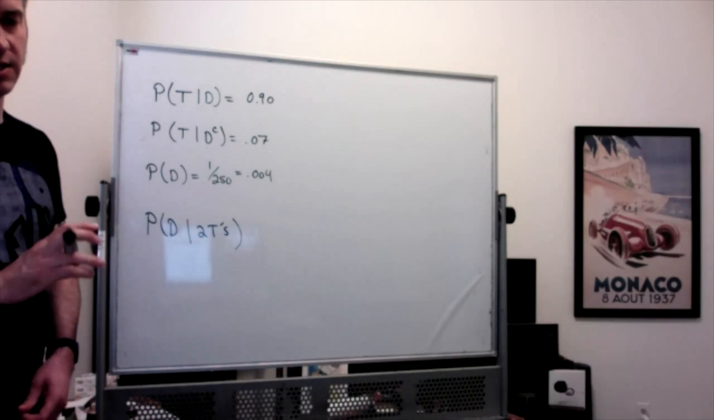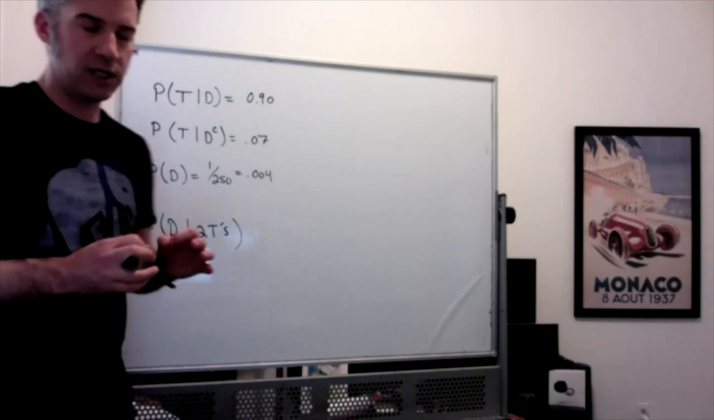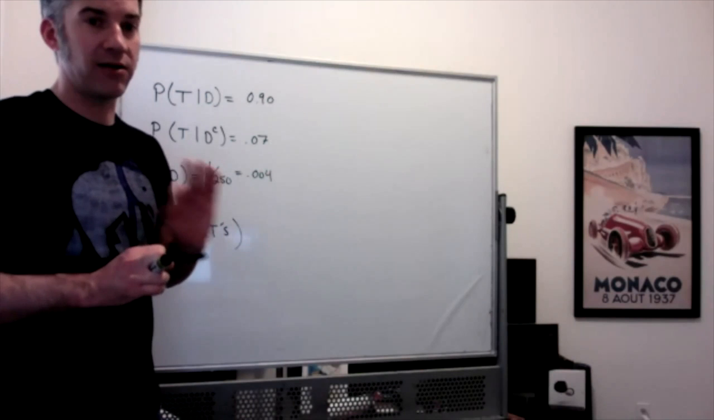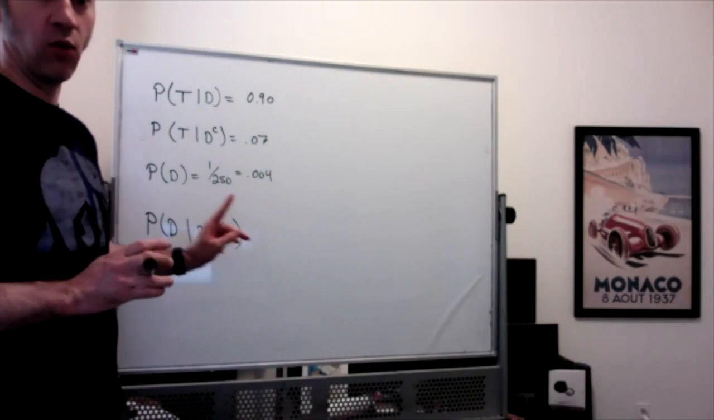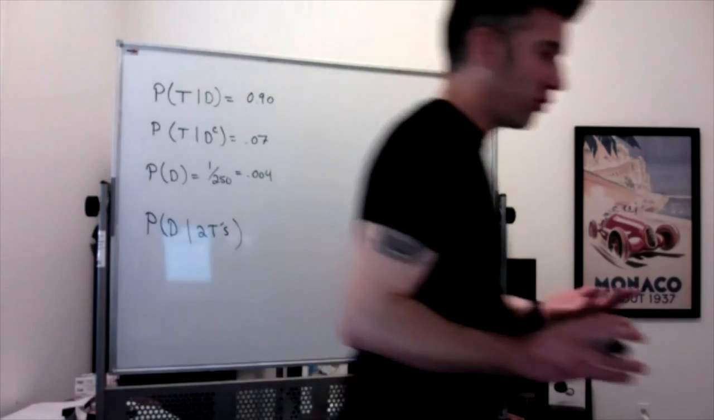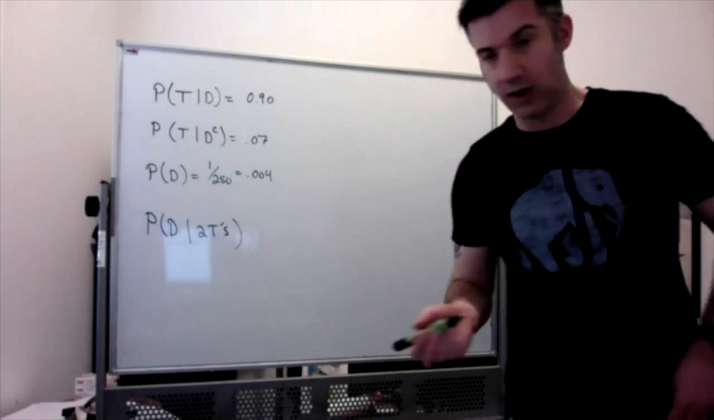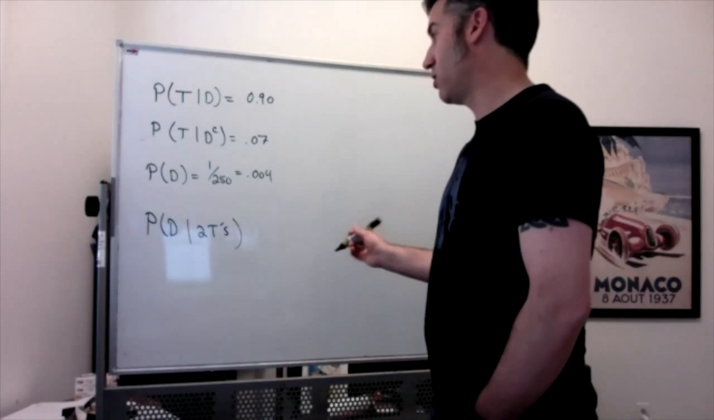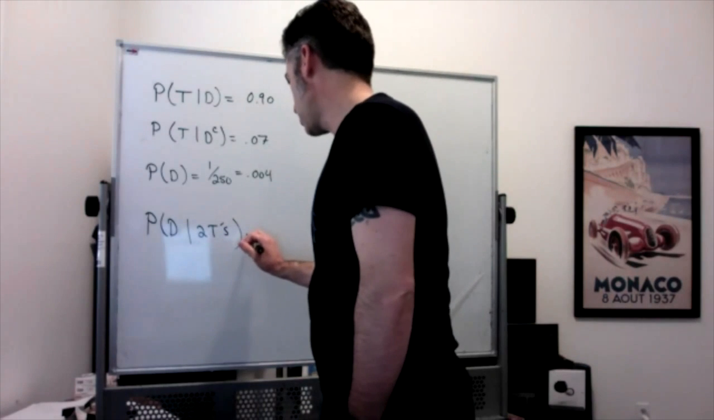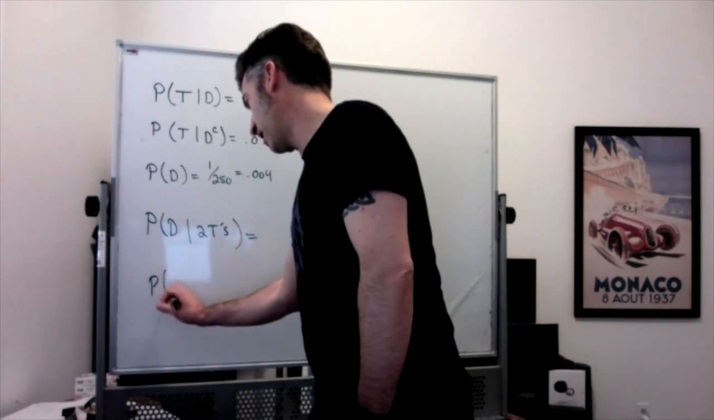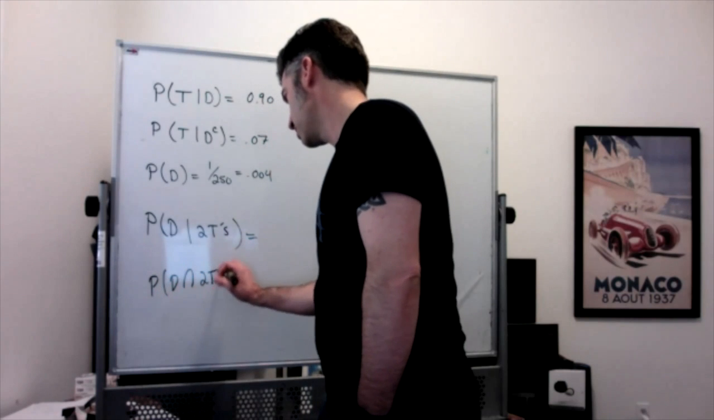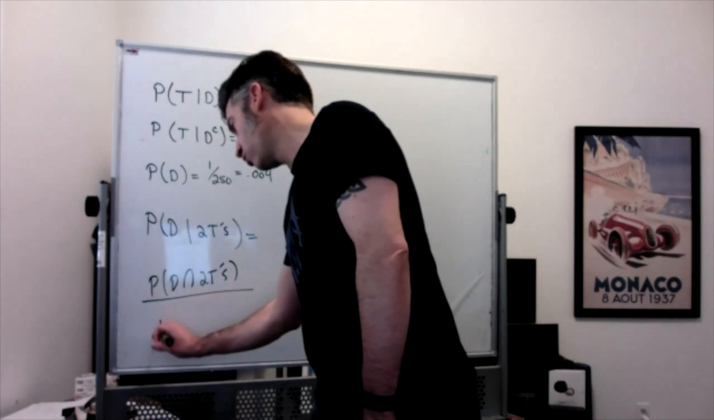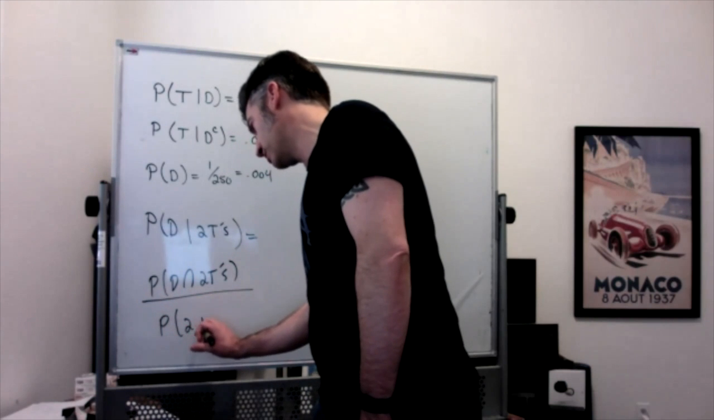The thing about this is it feels hard, but it's actually almost exactly the same process as finding the probability of having the disease given 1 test. So I'm going to make a tree because I find that to be the easiest way to do this. And I know that if I want to find this, it's going to be equal to the probability of having the disease and having 2 positive tests divided by the total probability of having 2 positive tests.